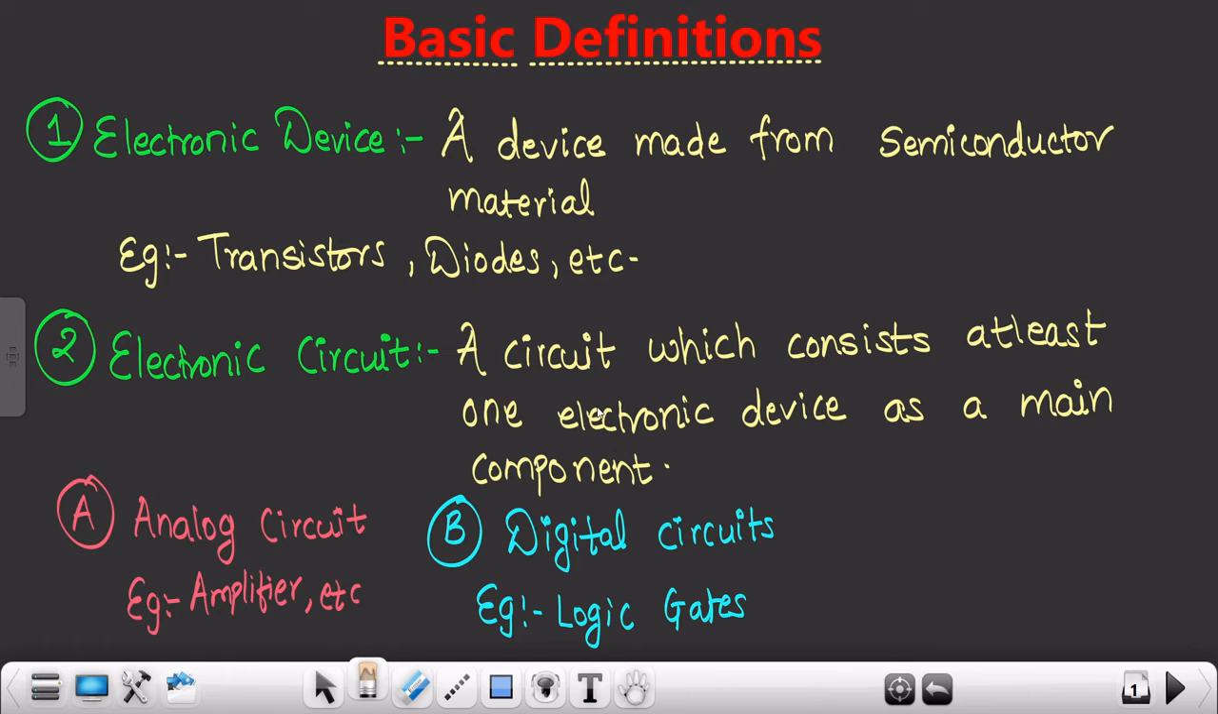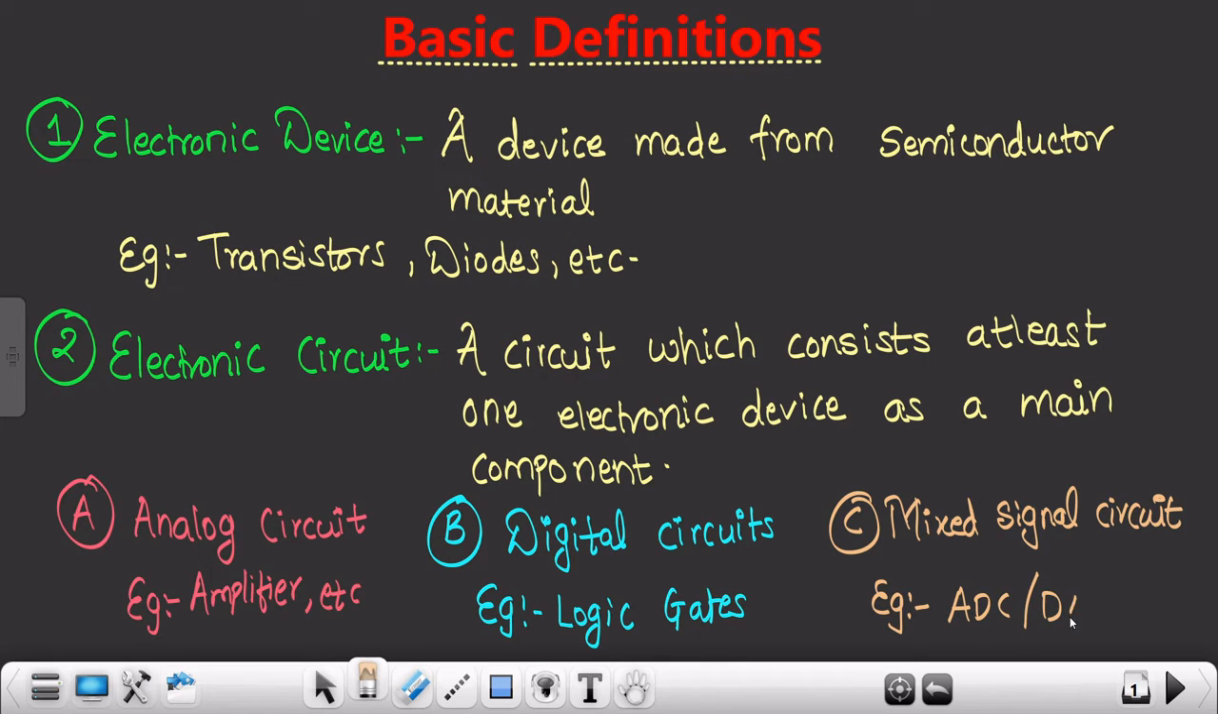The third type of this electronic circuit is mixed circuit, or mixed signal circuit. The example of this mixed signal circuit is maybe ADC, analog to digital converter, or DAC, digital to analog converter.